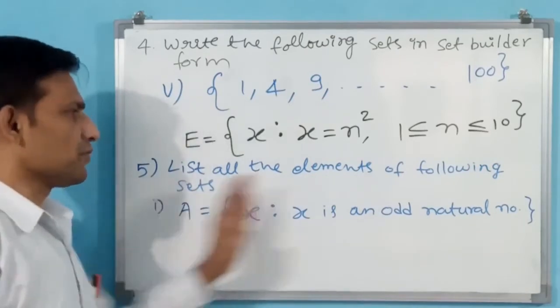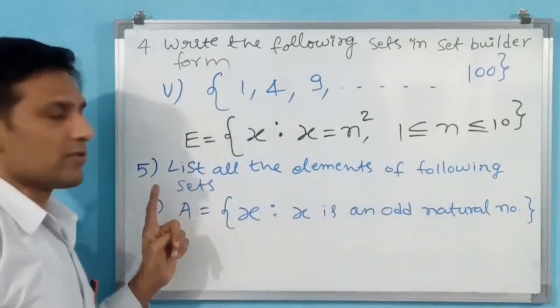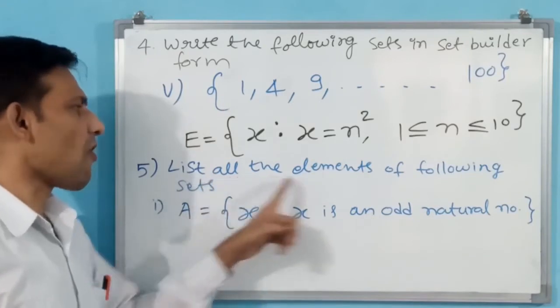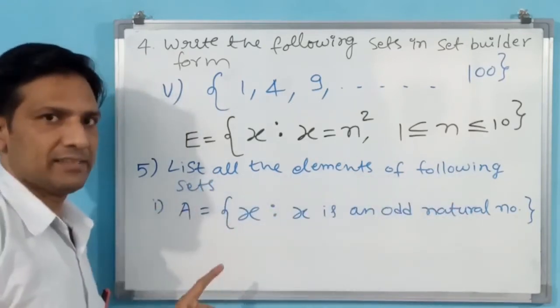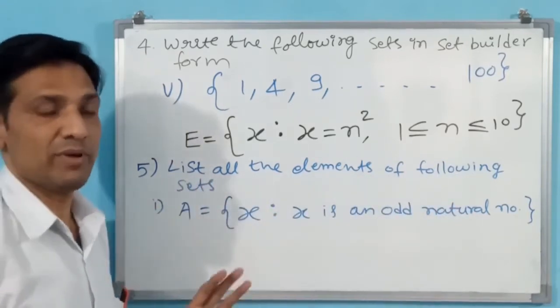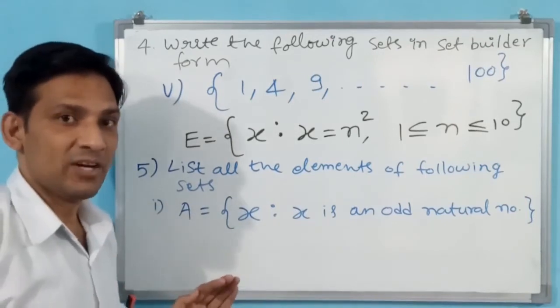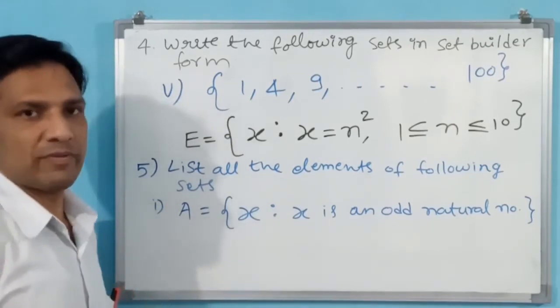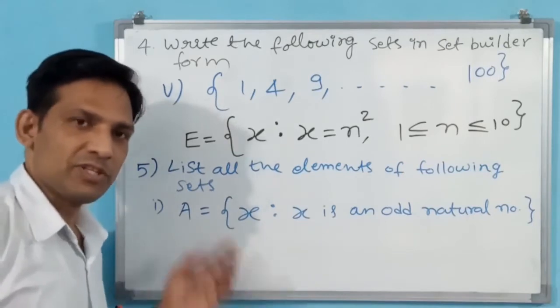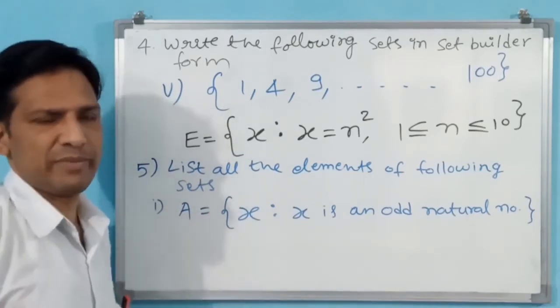Okay, see the fifth question. What they have written: list all the elements of the following sets. Naturally, when he is asking for all the elements, he is asking us to write in roster form. When he asks for roster form, the question will be in set builder form or some statement.